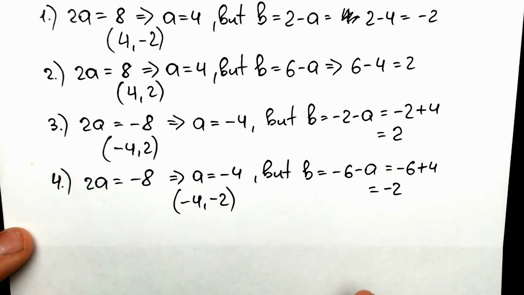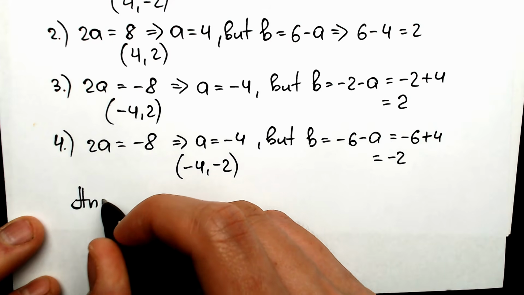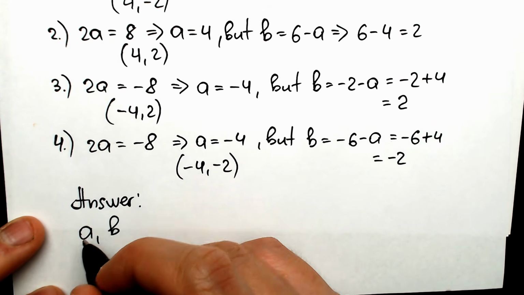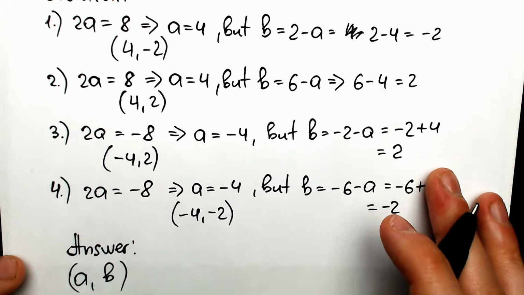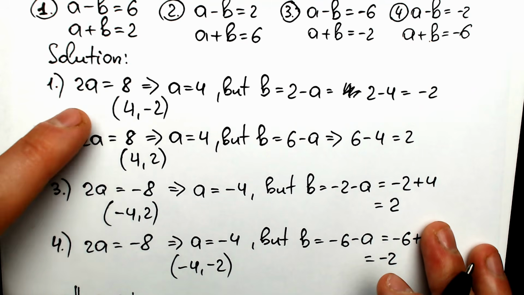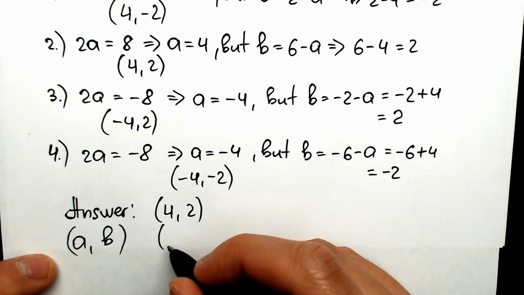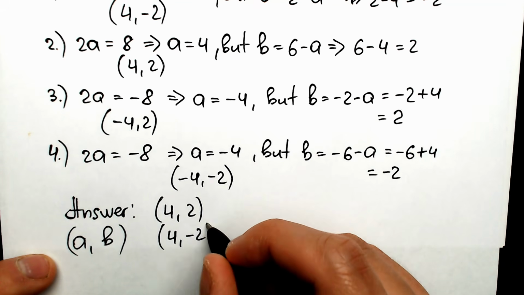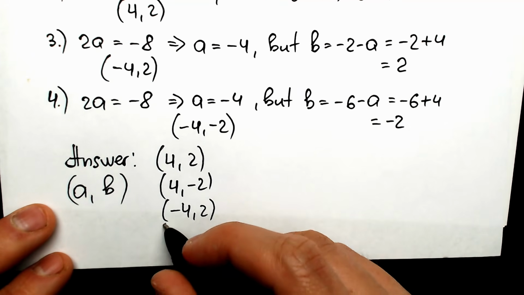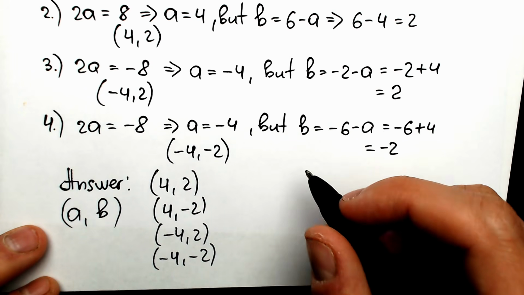Let's gather all the roots together and write our final answer, and in the end we will check it. So our answer to this question: we have four pairs. If we're talking about pairs, we're interested in a and b. So the first pair we have 4, 2, then the combination 4, minus 2. The third one is minus 4 and 2, and the last one is minus 4 and minus 2. And in the end, let's check our pairs real quick.